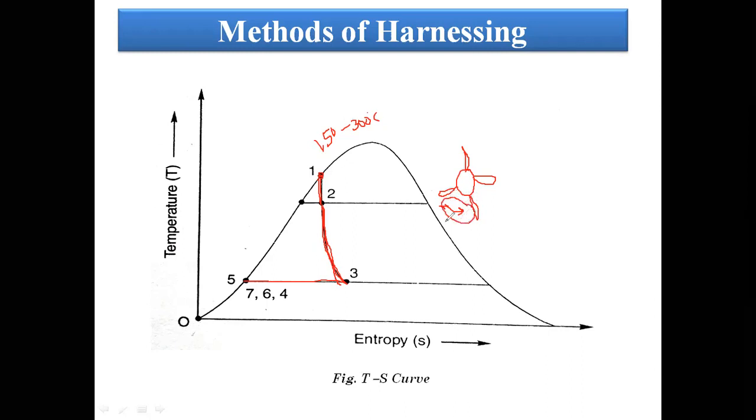Now the steam is waste, and it is collected in the condenser. That represents 3 to 5, the condensing of steam and vapor in the condenser. Now 5 to 7: again we are re-injecting that steam.